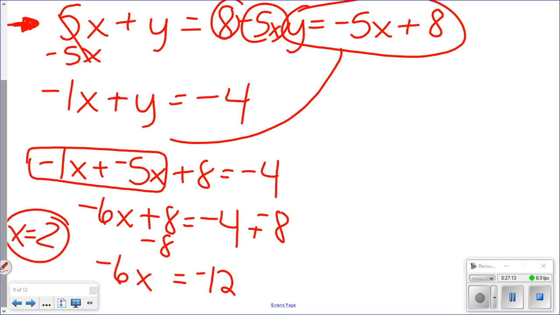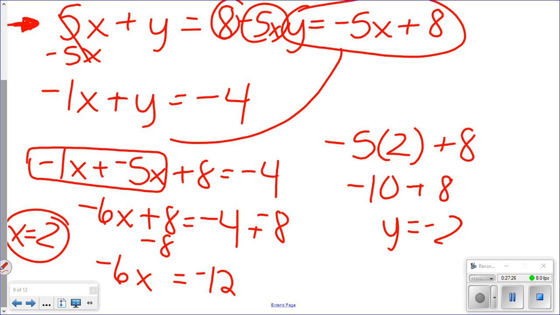Okay, so then, if x is 2, what am I going to do next? Put it back up there, right? So it'll be negative 5 times 2 plus 8, which is negative 10 plus 8. Y is going to be negative 2. It's going to be 2 and negative 2 is what it will look like.